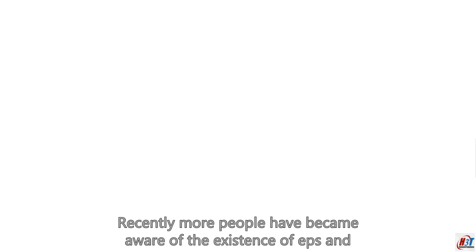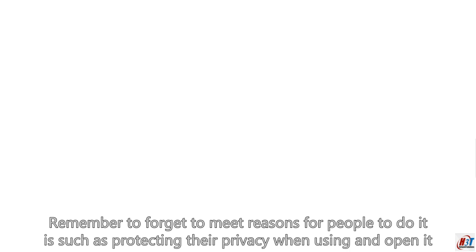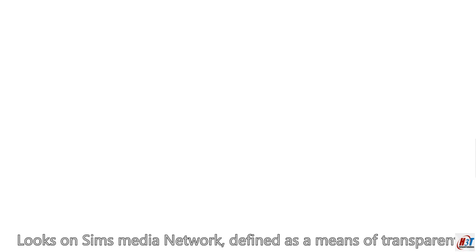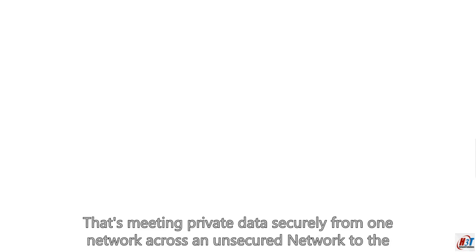Recently, more people have become aware of the existence of VPNs and have begun to use them in their personal lives. There are a number of legitimate reasons for people to do this, such as protecting their privacy when using an open network, and a number of illegitimate reasons, such as circumventing regional locks on streamed media. A virtual private network can be defined as a means of transmitting private data securely from one network across an unsecured network to the third network.